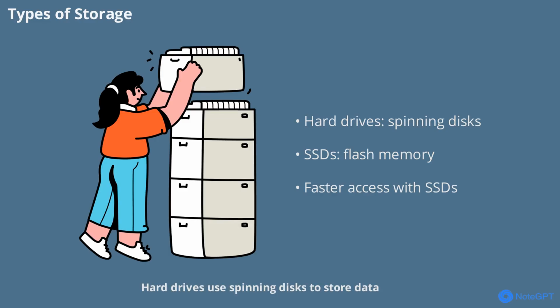There are different types of storage, like hard drives and solid-state drives. Hard drives use spinning disks to store data, while solid-state drives use flash memory for faster access. The type of storage you have affects how quickly your computer can start up, load files, and run programs.